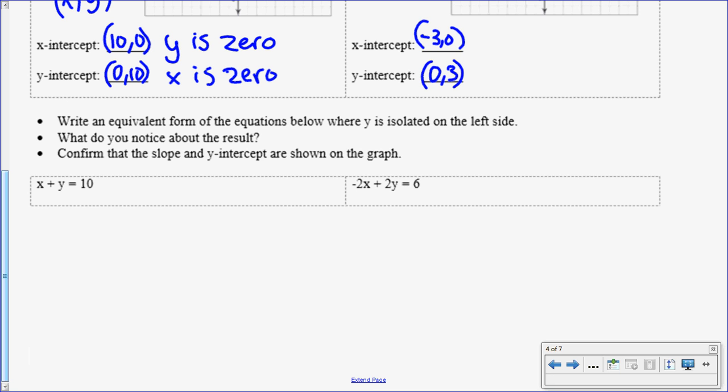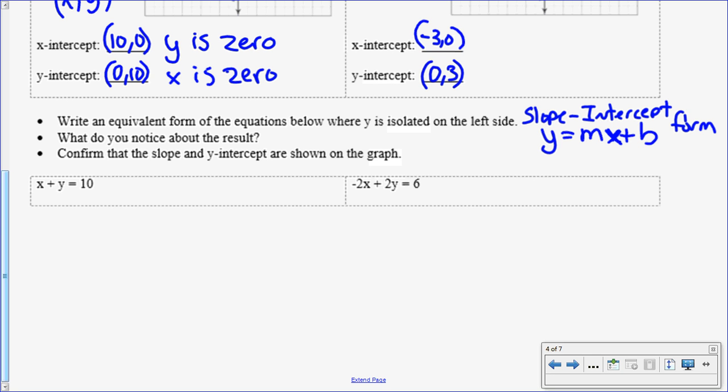All right, last thing is called writing it into equivalent form, okay? Which basically means when we write an equation in the equivalent form of the equations below, where y is isolated on the left side, there's a name for that equation. This is what it's supposed to be, okay? Who remembers what the name of it is? Right, this is slope-intercept form, the equation of a line.